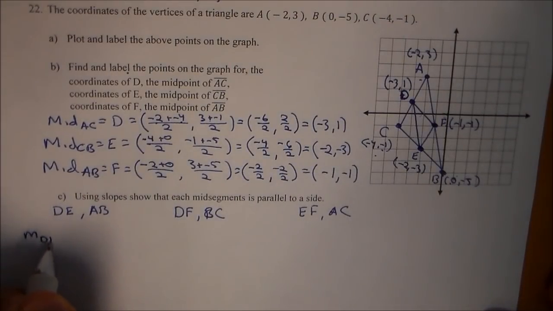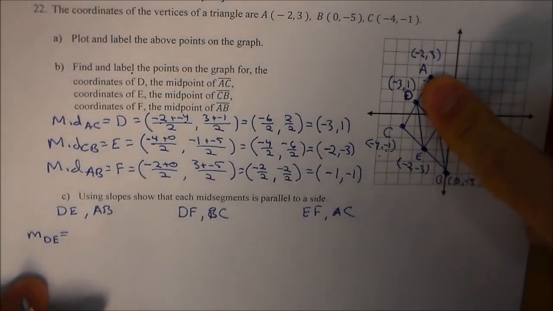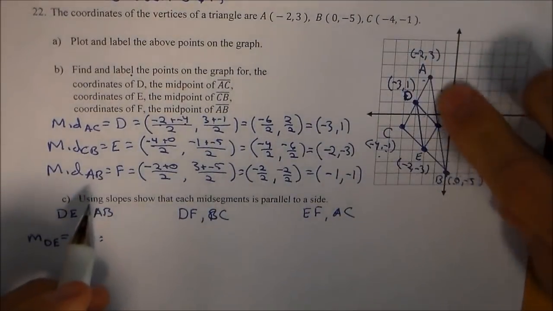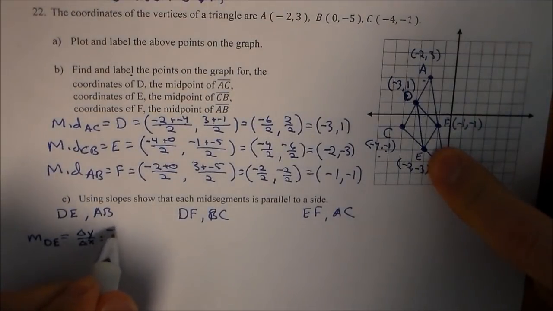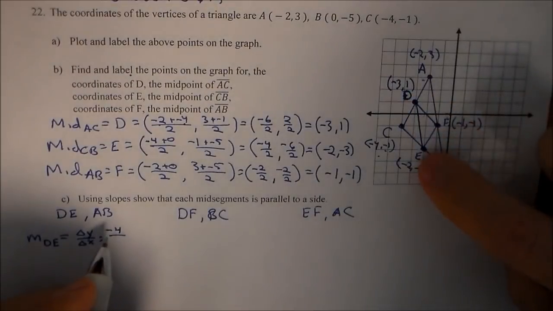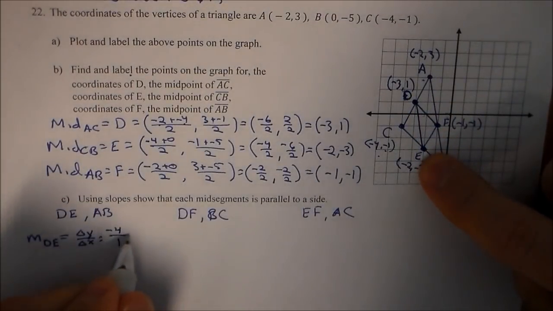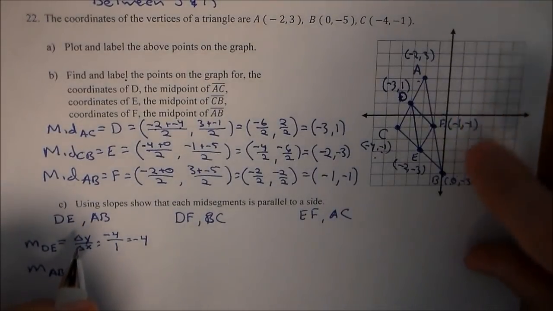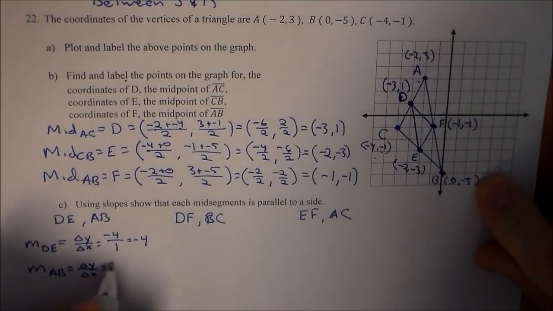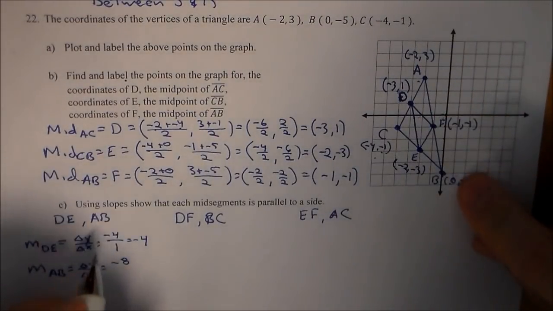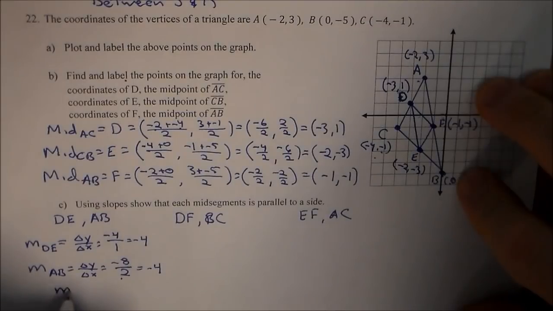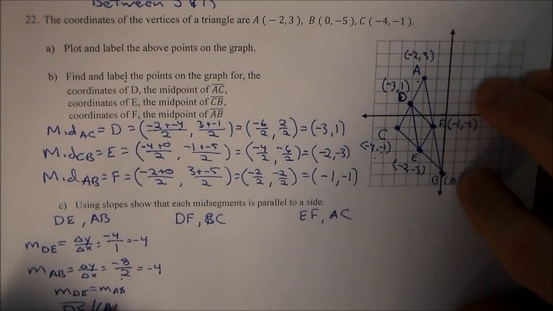So we're going to do the slope of DE. So from D to E, slope formula is the change in y over the change in x. From 1 to -3, my y value went down 4. From -3 to -2, my x value increased 1. So this is a slope of -4. The slope of AB, my y value went from 3 to -5, so it went down 8. My x value went from -2 to 0, so it went up 2. Negative 8 over 2 gives me negative 4. So because the slope of DE is equal to the slope of AB, we know that DE is parallel to AB.